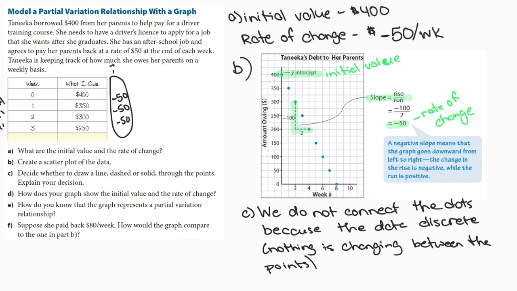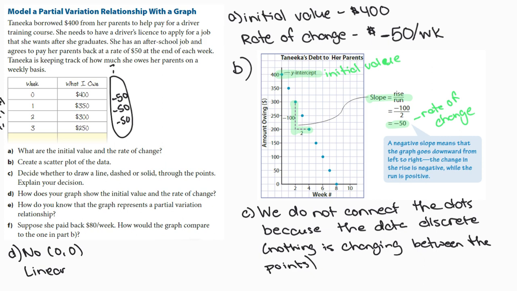How do you know that the graph represents a partial variation? So things we look for in a partial variation, no 0, 0 point, right? And it is still linear. So you can see that by the fact that if I did connect these dots, it would be a straight line. You can also see it by the fact that there is a constant rate of change.